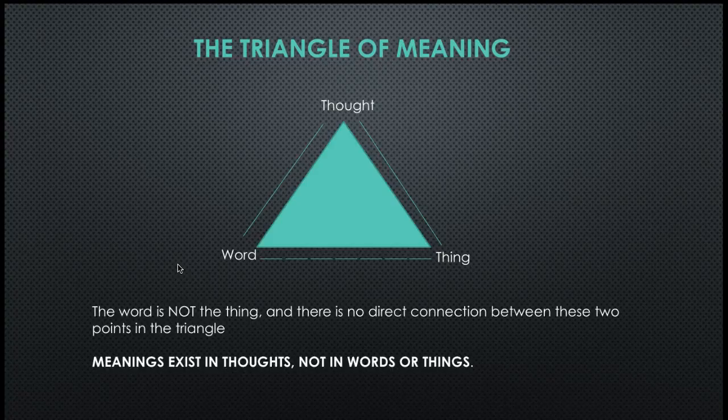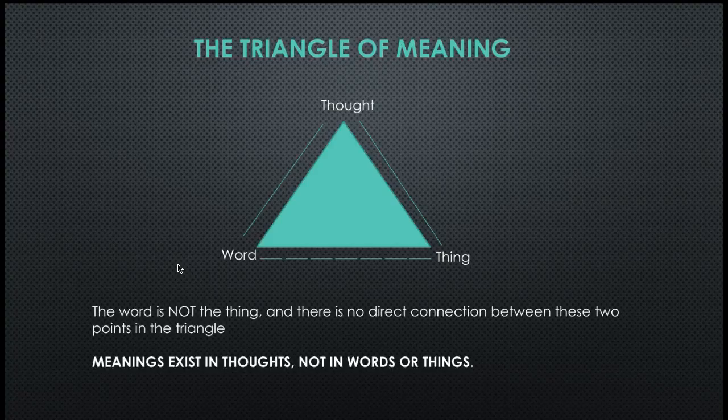So really what happens is that we need, in the dotted line between words and things, some type of prior experience and reference about the word or sign for our thought to be comprehensive. So words mean different things to different people in different situations, is what the triangle of meaning tells us. So we rely on our thought to tell us, okay, this word means this in this situation, and we can associate that with this thing, and that can change over time. The word is not the thing, and there's no direct connection between these two points in the triangle.